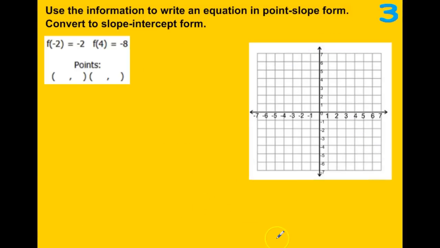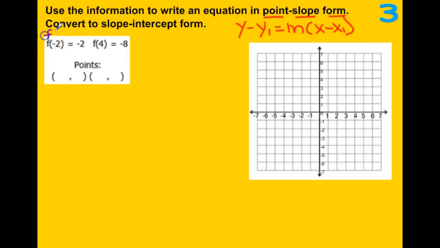Alright, on to slide 3. Use the information to write an equation in point-slope form. So that is what we've been using. y minus y1 equals our slope, x minus x1. Again, it's on the wall if you need it. So don't let this confuse you.